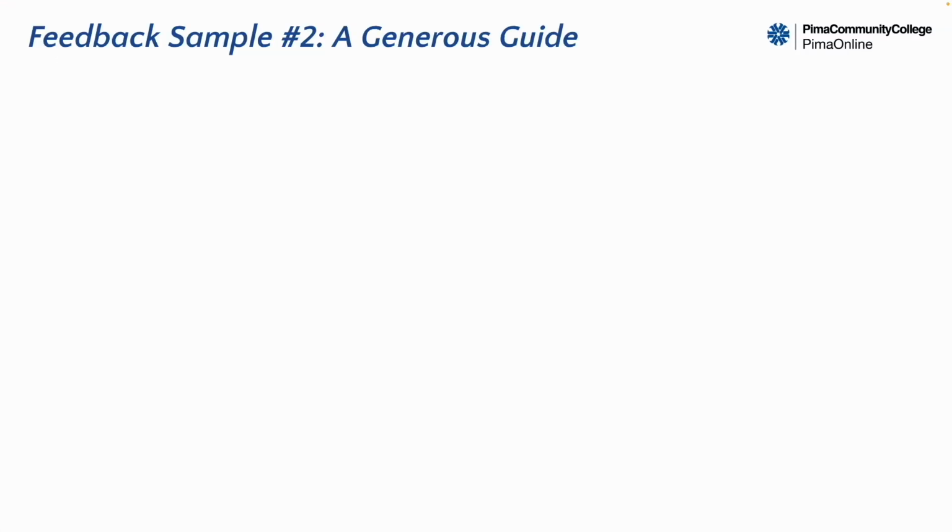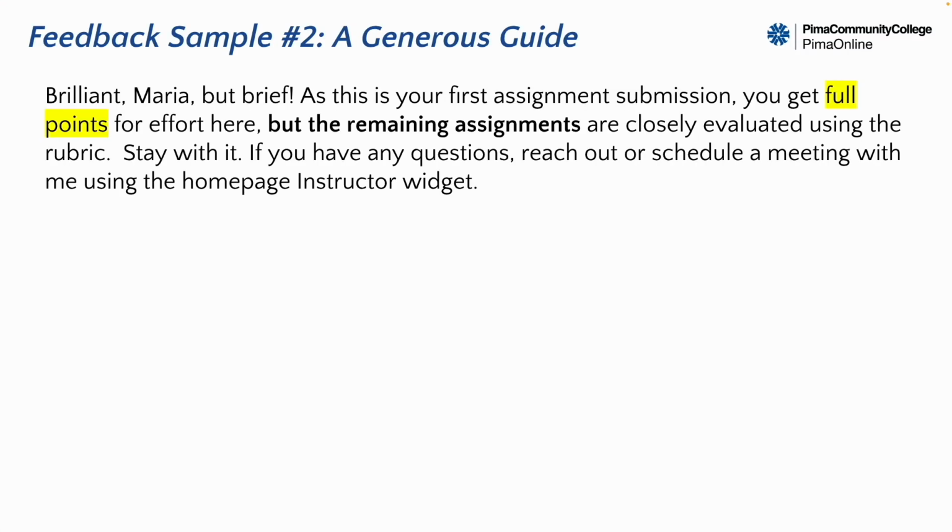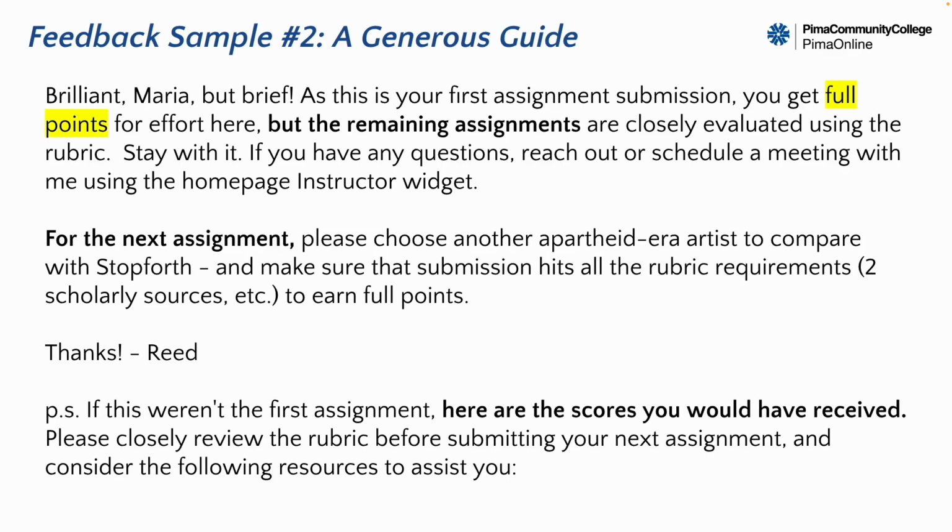In the sample feedback number 2, I could have responded by saying, as this is your first assignment submission, you get full points, but the remaining assignments are closely evaluated using the rubric. So, very different approach here. Just slightly changing the language and including a note that here are the scores they would have received if it wasn't the first assignment. So, is that going to work? There's all kinds of things you can do to show flexibility. Some faculty choose to also drop the lowest score.